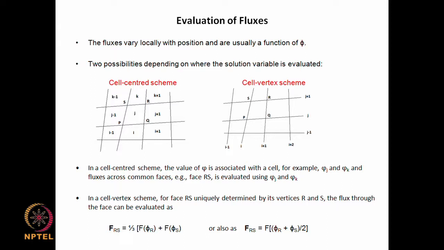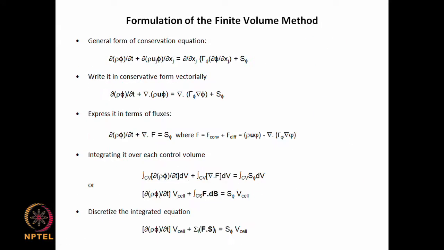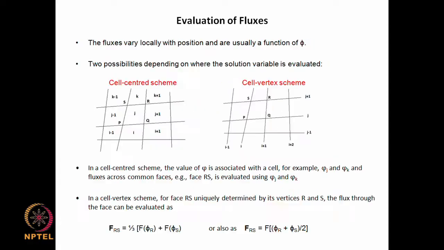Fluxes vary locally with position, and they are usually a function of phi. For example, you have the advective flux which is rho u phi, and the diffusive flux which is a function of the gradient of phi. So the diffusive flux depends on phi itself, the gradient, and the advective flux also depends on phi. When the flux itself is a function of phi, and phi is changing from position to position, how can you do a consistent evaluation?